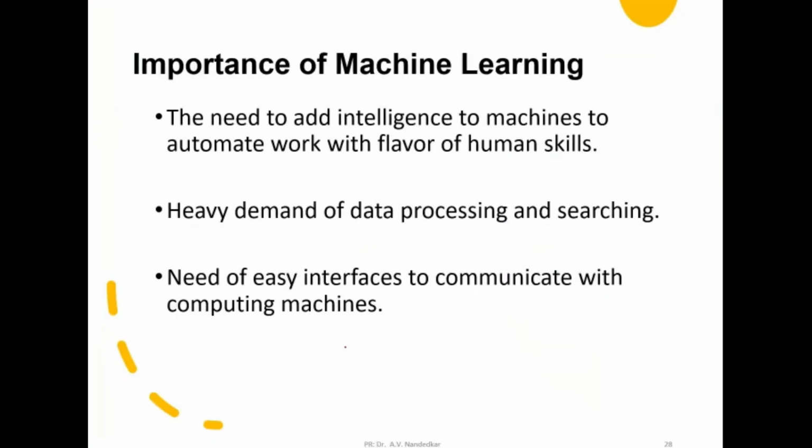So why is it important? Why is machine learning important? The need to add intelligence to machines to automate work with a flavor of human skills, heavy demand of data processing and searching, and the need of easy interfaces to communicate with computing machines. So these are key things associated with machine learning.